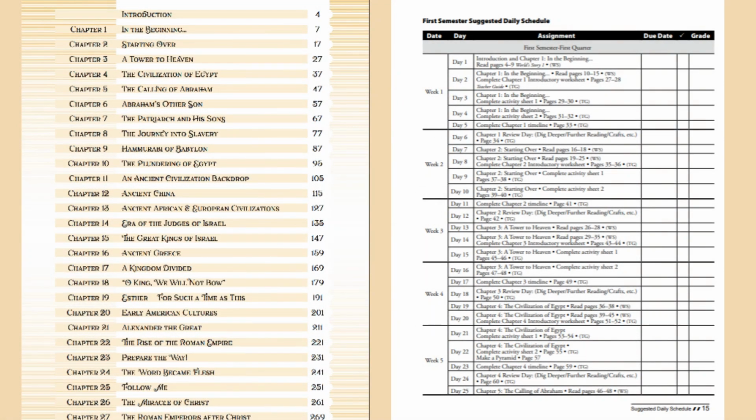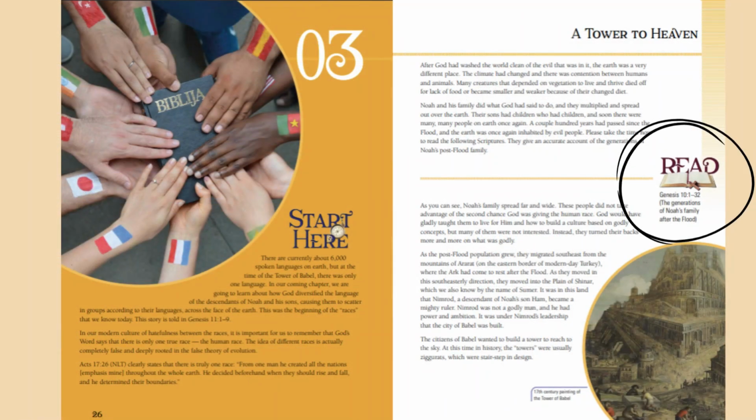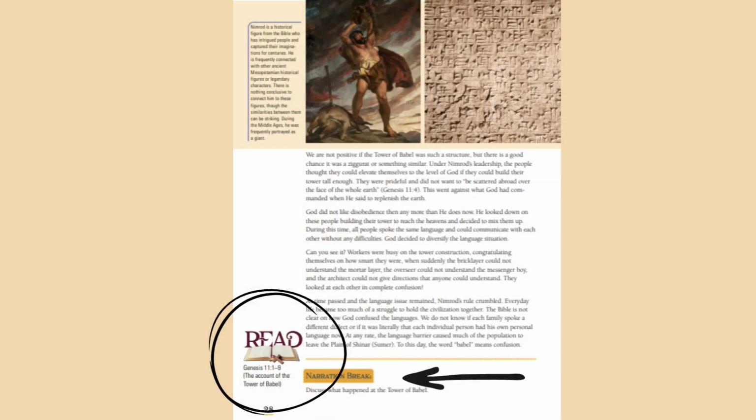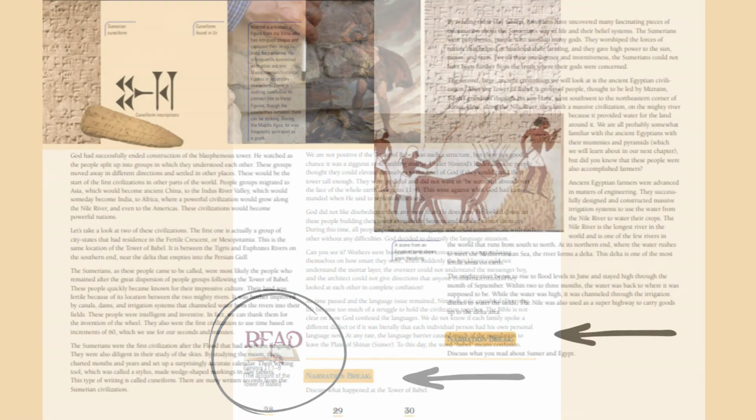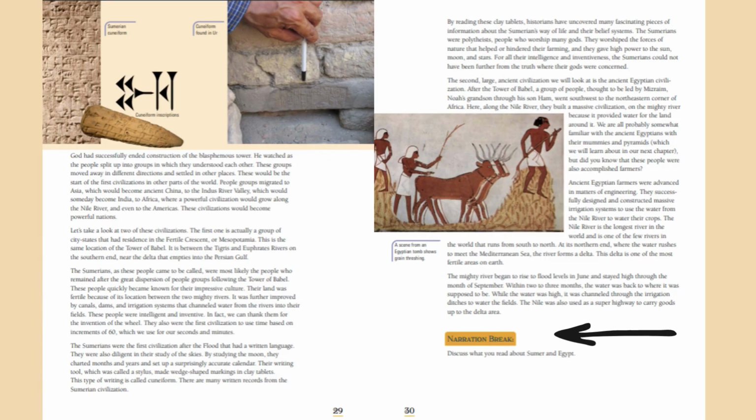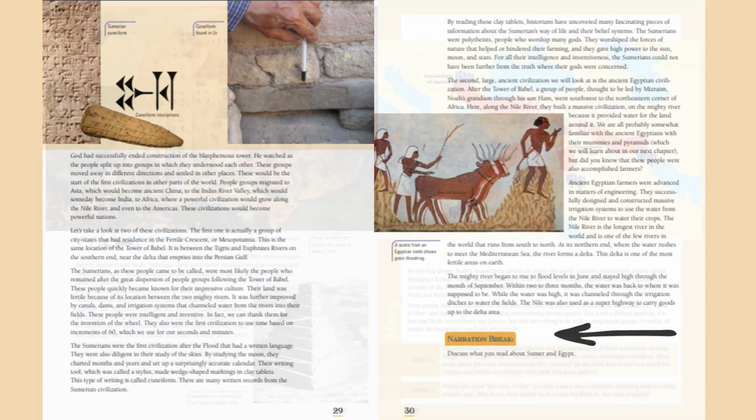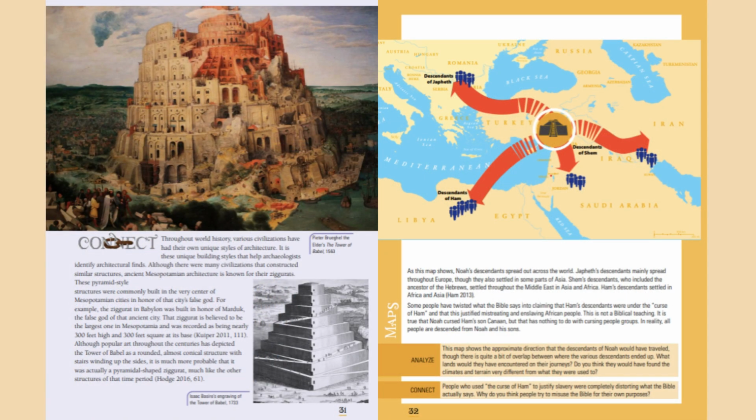The daily schedule has organized each chapter for 6 days of schoolwork. It's important to view the daily schedule to see what is assigned each day. On the first day of Chapter 3, students will read pages 26 through 28, stopping at the narration break. Students are encouraged to read Genesis 10:1-2 and 11:1-9 from their Bible, as noted within the student book. On the second day of Chapter 3, students will finish reading the chapter by covering pages 29 through 35, which completes the lesson.